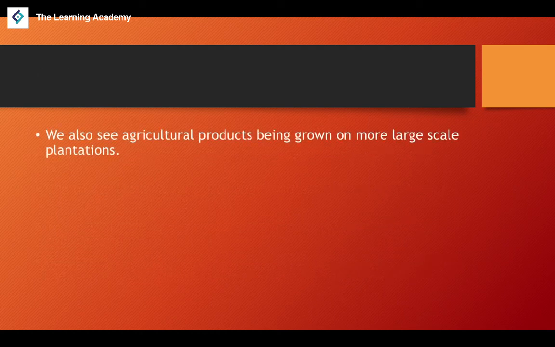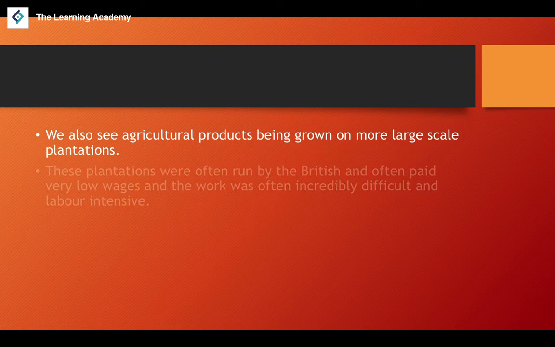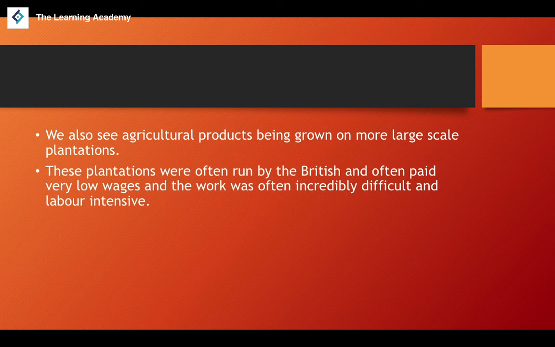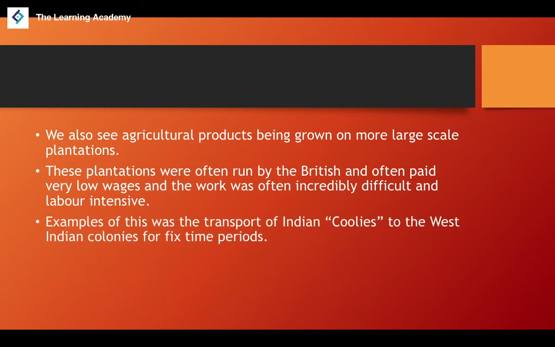We also see agricultural products being grown on more large-scale plantations, and we can look at examples of this. The plantations were often run by the British. They were often paid very low wages, and the work was often incredibly difficult and also incredibly labor-intensive.